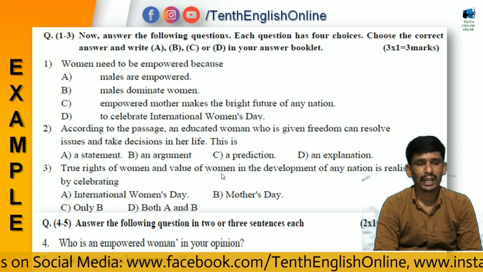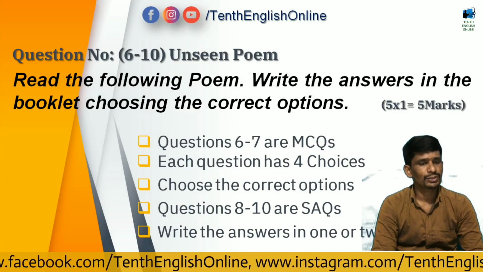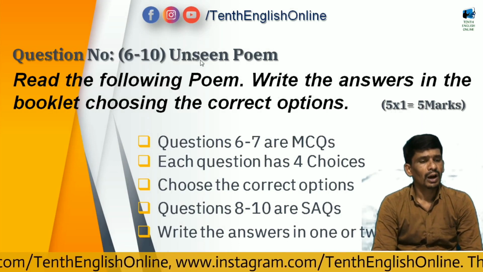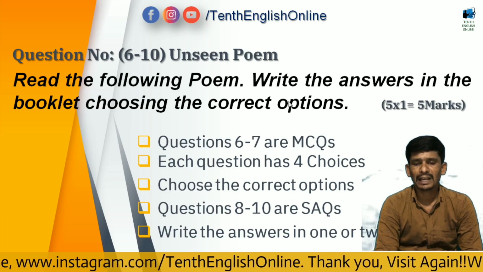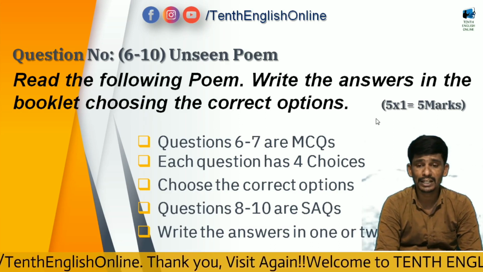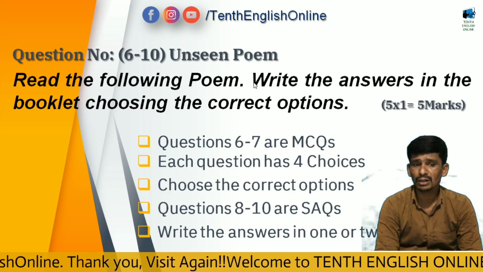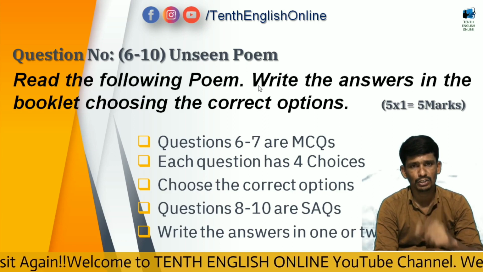Next, the second bit in section A is the unseen poem we just discussed. Read the following poem and write the answers in the booklet, choosing the correct options. Again, this poem also carries 5 marks. So this is called the unseen poem. The first bit is the unseen passage, the second bit is the unseen poem.